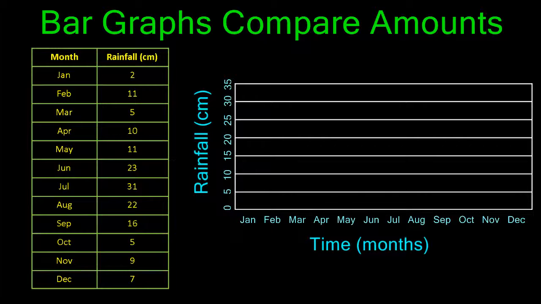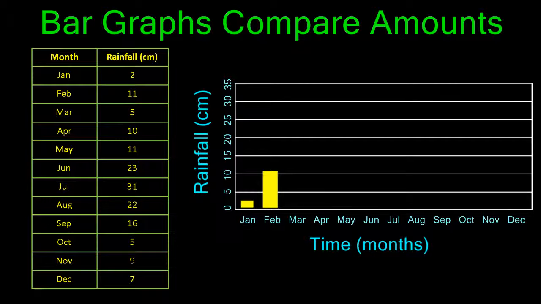So looking at January, we see that 2 centimeters of rainfall came down during January. So we need to draw a bar above January in our x-axis, and it needs to extend to 2 centimeters. There we go. So now we can see on our graph that in January, 2 centimeters of rain fell. When we move to February, we see that 11 centimeters of rain fell. So we draw a bar that extends up to the 11 centimeter mark on the y-axis.